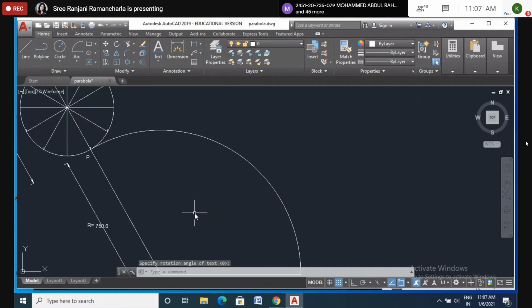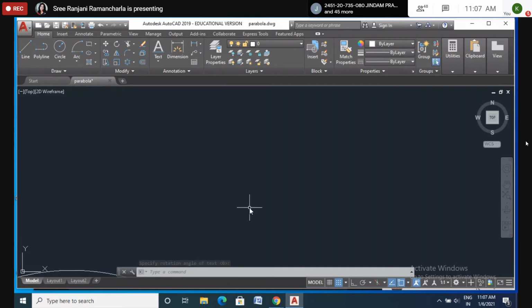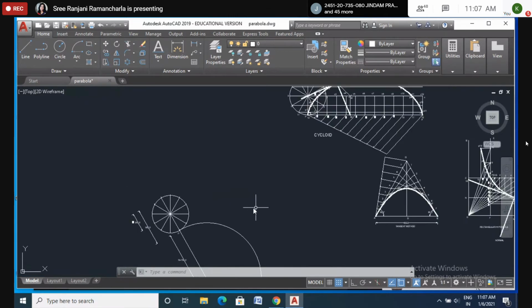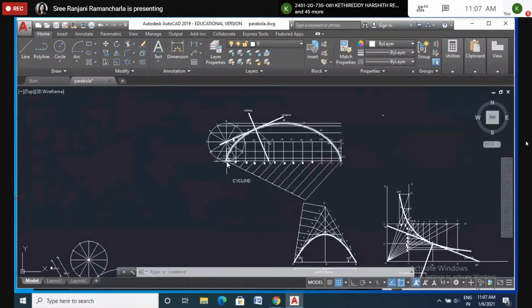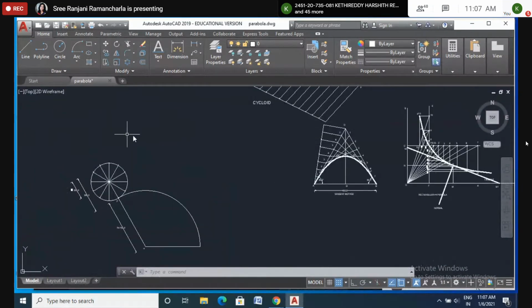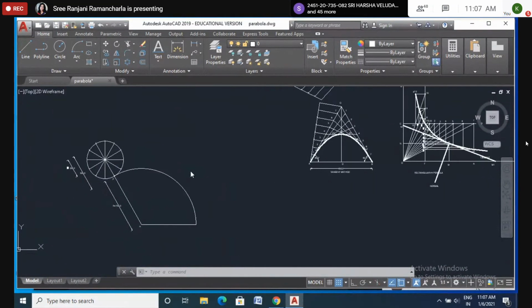Now here in the previous figure, the cycloid, what have we done? This is the path, right? So we made it 12 parts. So here also we have to make it 12 parts. So for you, how will you make it 12 parts?